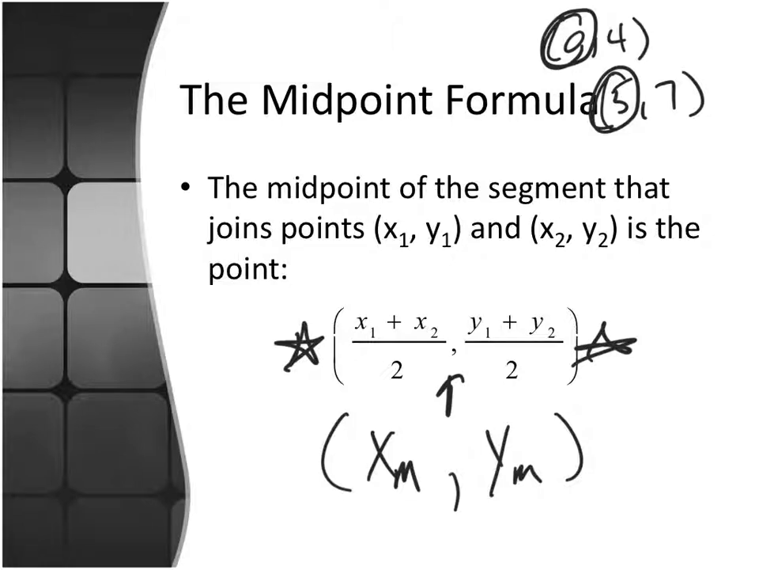Take the x's together, take the y's together, add them up. When you add up the x's and divide by 2, you'll get the x middle coordinate. When you add the y's together and divide by 2, you'll get the y middle coordinate.